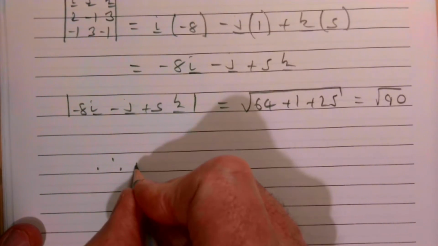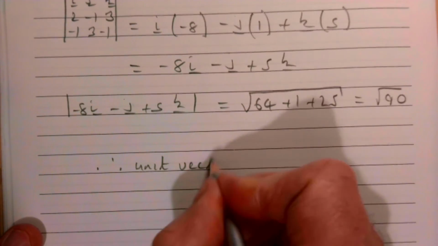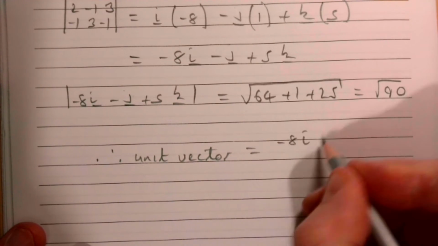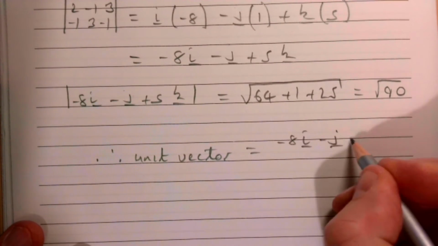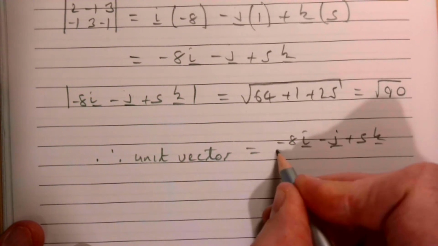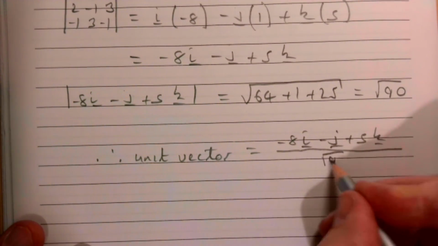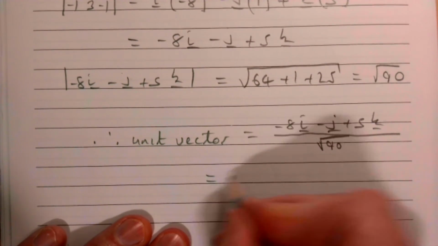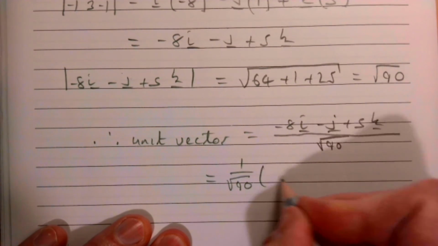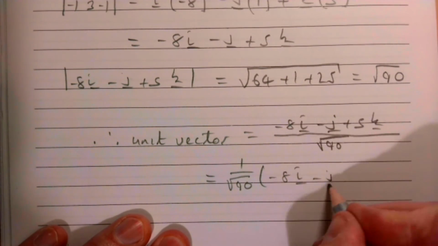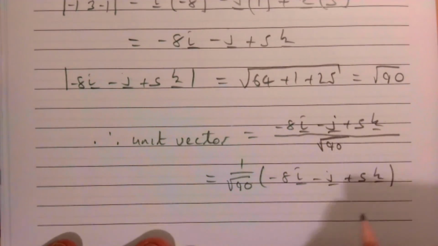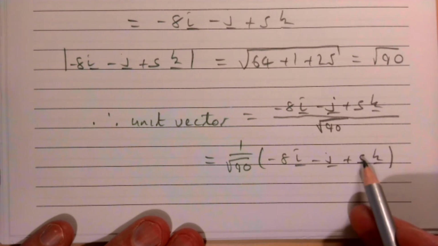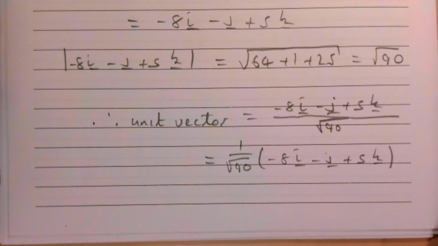Therefore, the unit vector that we require is equal to minus 8i minus j plus 5k all over the square root of 90. That'll be fine to leave your answer like that. You might want to do 1 over root 90 times (minus 8i minus j plus 5k), or again if you wanted, minus 8 over root 90 i minus 1 over root 90 j plus 5 over root 90 k, and that would work it out for us.